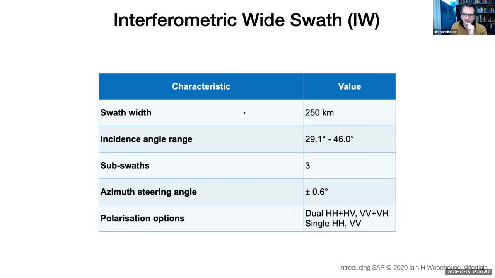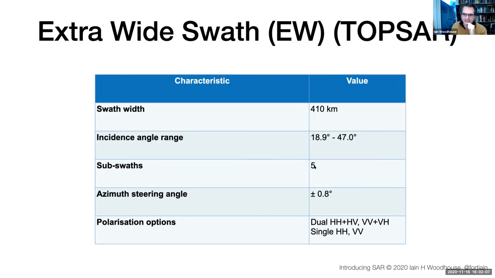Whereas if you're looking at the interferometric wide swath, to get the 250 kilometers, it actually needs three subswaths that it does at the same time to create that. And if you look at the extra wide swath, it actually has five subswaths. So it's doing the same processing of changing the PRFs around in order to stitch these together to create that large 410 kilometer swath, because it would be impossible to achieve a 410 kilometer swath with just a simple imaging.